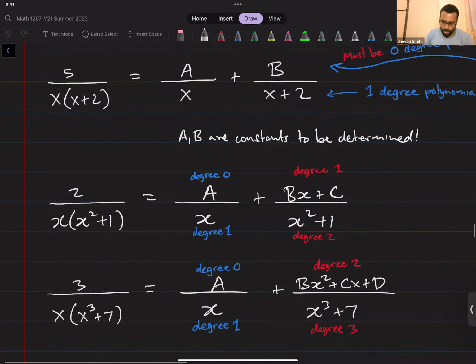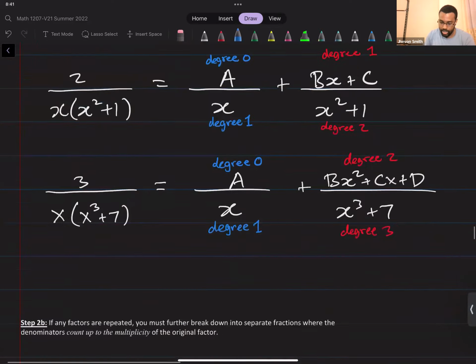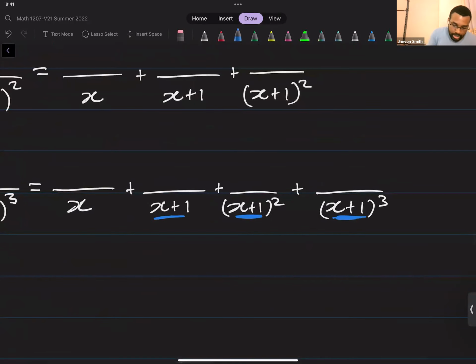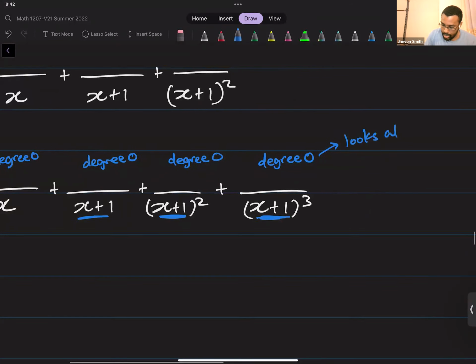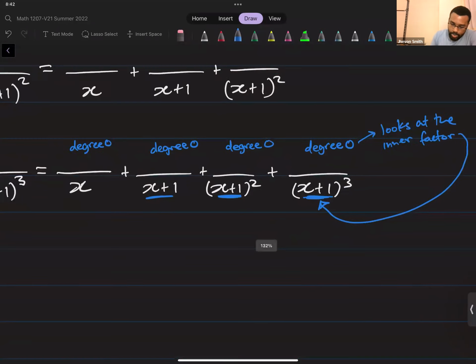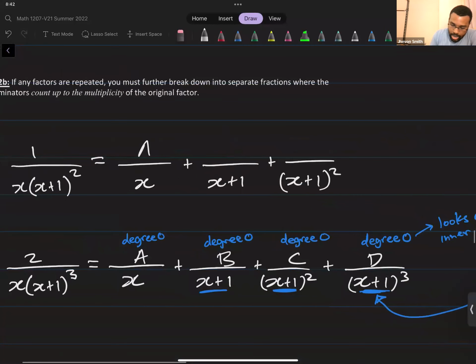Now, I did mention here that the step is the base factor, and the base factor is referring to the guy that's inside the parentheses. So I think of the denominator here as the x plus one, right? So this still means I need degree zero up here. Degree zero, degree zero, degree zero, degree zero. So this looks at the inner factor. So while technically this looks like a cubic, you shouldn't put a quadratic on top. You should actually put what's inside the factored, the base factor. And so here, this would just be A, B, C, D. Here you would have A, B, C.